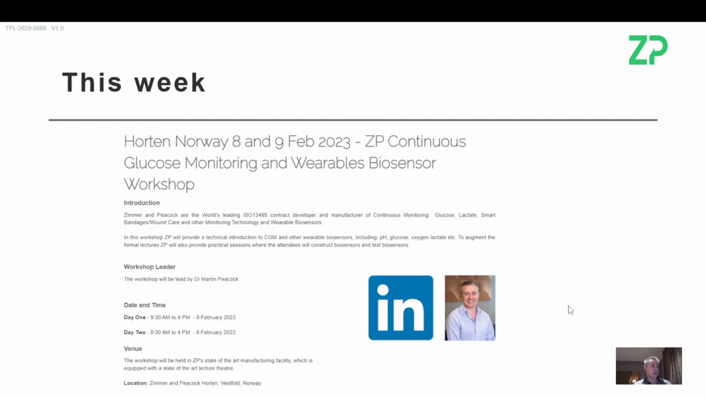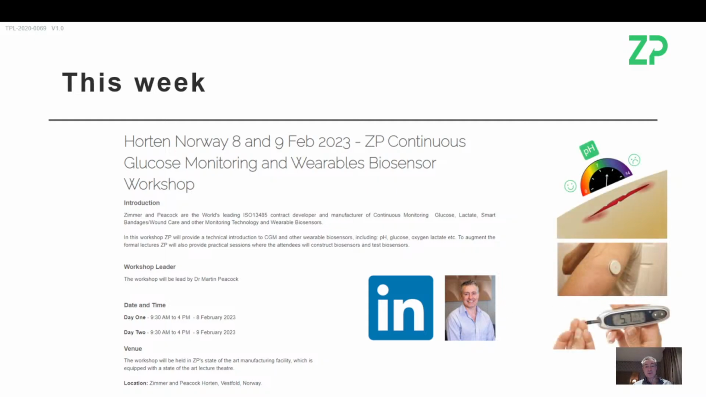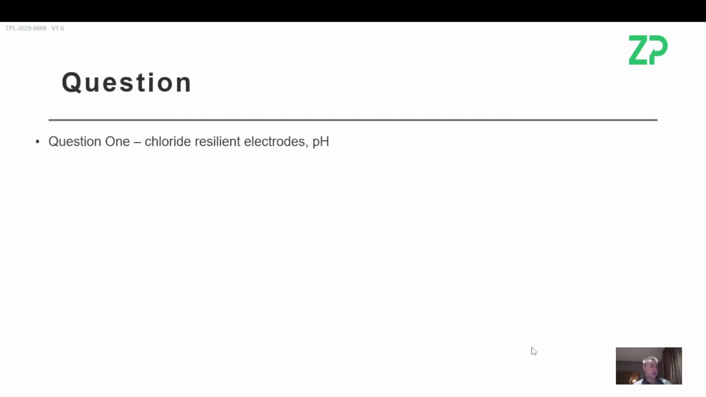That said, let's go forward a little bit more. We're even going to cover things like smart wound care, wearables, IVDs, all in these workshops, and glucose strips in particular. Not in particular, but glucose strips are also covered.